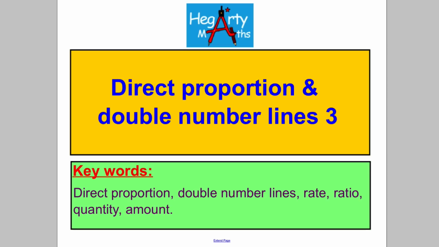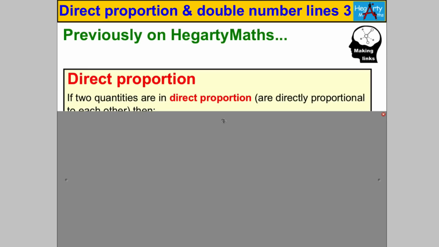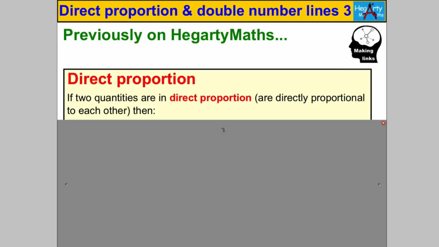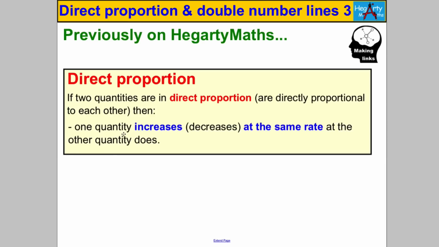It's Mr. Hegarty here, and in this video we're continuing our work on direct proportion. So, I just want you to remember, if you can, from the previous videos, what is direct proportion, or what does it mean if two quantities are in direct proportion? If two quantities are in direct proportion, or are directly proportional, then we know the following is true. As one of the quantities increases, the other increases at the same rate. Or if one of the quantities decreases, the other quantity decreases at the same rate.